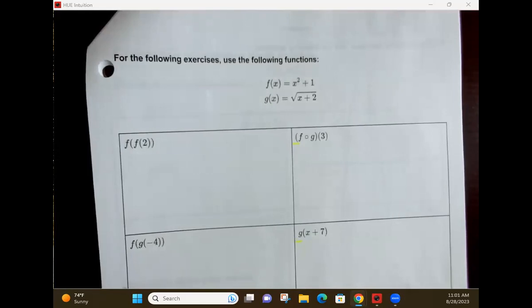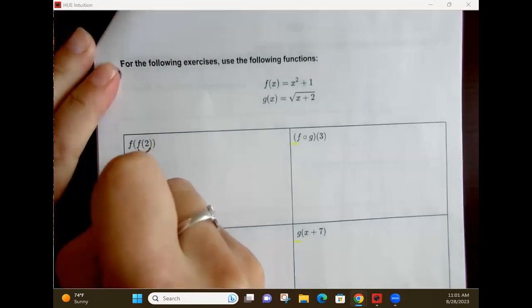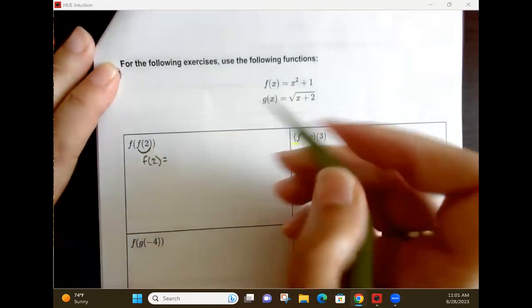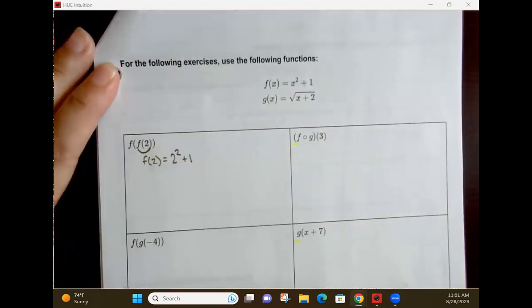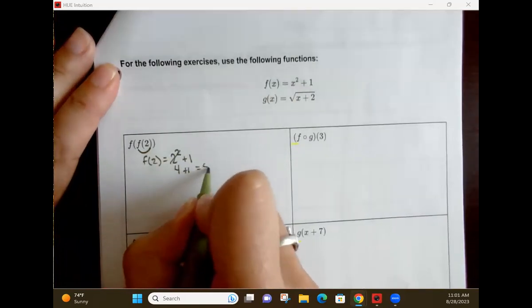So f of f of 2. We're going to work from the inside out, just like before. We're going to start by finding f of 2. So we're going to plug 2 in for x in f of x. So this would be 2 squared plus 1. 2 squared is 4, plus 1 is 5.